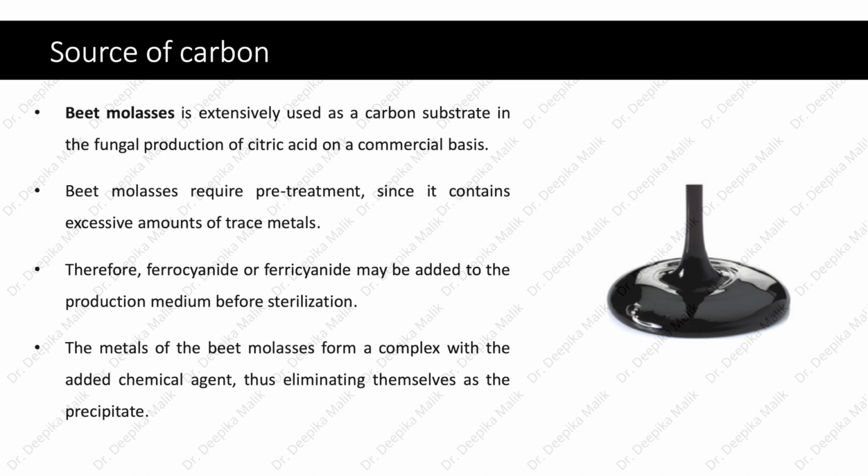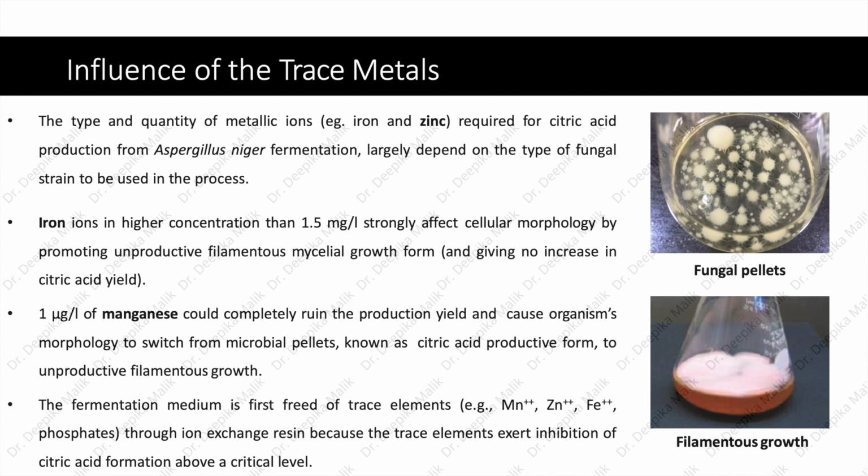Now let us see the influence of trace metals. The type and quantity of metallic ions, for example iron and zinc, required for citric acid production from Aspergillus niger fermentation largely depend on the type of fungal strain to be used in the process. Iron ions in higher concentration than 1.5 mg per liter strongly affect cellular morphology by promoting unproductive filamentous mycelial growth form and giving no increase in citric acid yield.